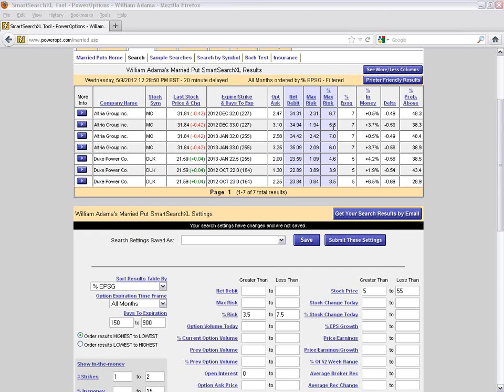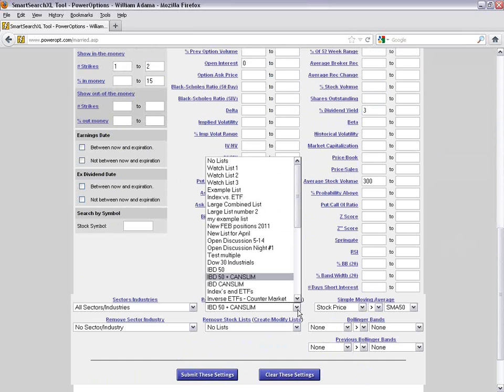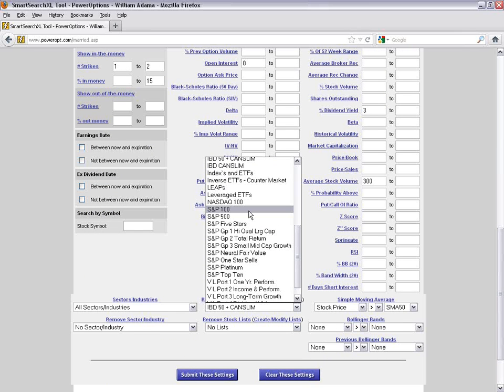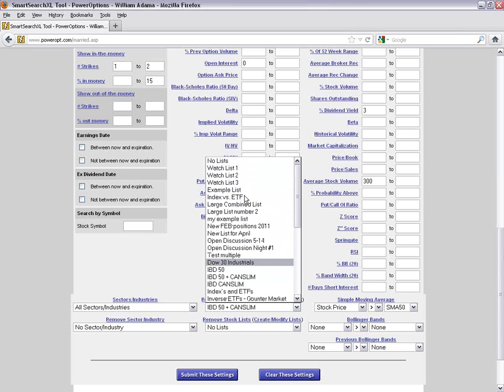Now, I'm not saying these aren't good positions, but if I want a broader range, if I want to trade a married put on a dividend-paying stock, the way that I would open up the field is I would remove the IBD 50 and CanSlim list and just select no lists. Or if you tend to follow more along the Standard & Poor's list, you could select a screen for married puts against the S&P 100, the S&P 5 stars, maybe even just the S&P 500 stocks or the NASDAQ 100 stocks. Maybe I just want to look for new married puts on NASDAQ stocks that pay at least a 3% dividend yield. Okay, so you can customize this based on your preference. I'm just showing you a couple tricks here.